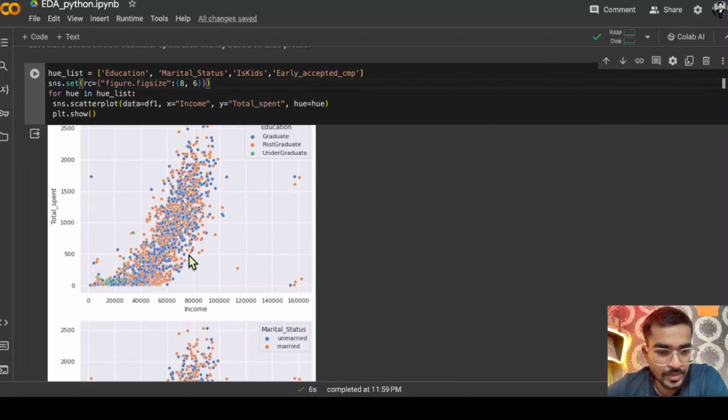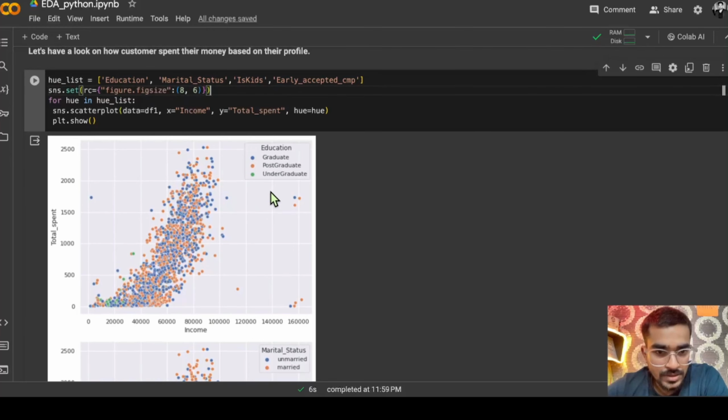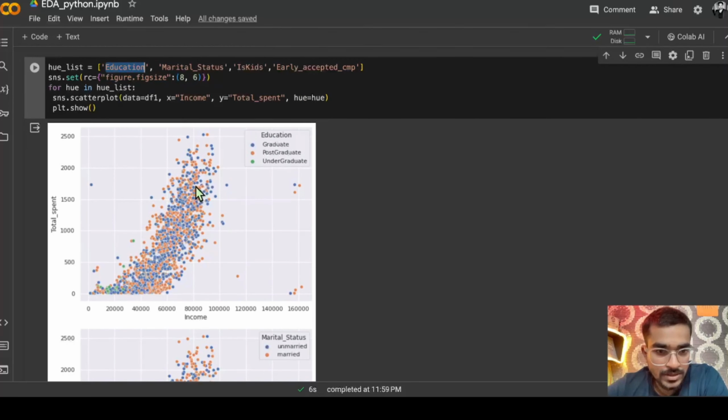Whatever scatter plot we have is between total spent and income. Each dot here represents a pair of values, you can say a coordinate with a total spent and an income value. But if you apply hue, first of all it is applying hue on education. You can see it is subcategorizing the scatter plot: the blue dots are only graduate persons, the orange dots are postgraduate persons, and the green dots are undergraduate.